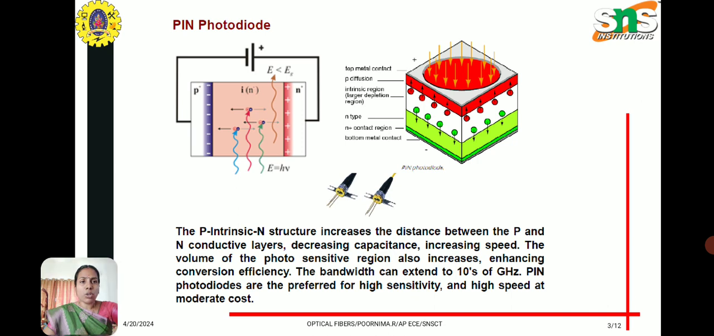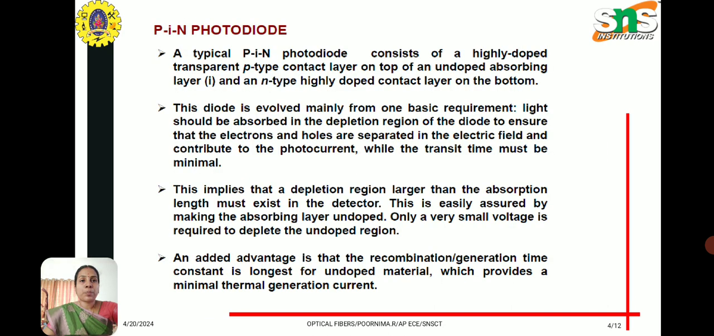So we have a top metal contact, p-type region, intrinsic region. This is the larger depletion region, and n-type, and we have contact regions and metal contact. So this is the construction of the PIN photodiode. In the basic construction, it has a highly doped transparent p-type contact layer on top of the undoped absorbing layer, which is the intrinsic layer, and an n-type highly doped contact layer on the bottom.